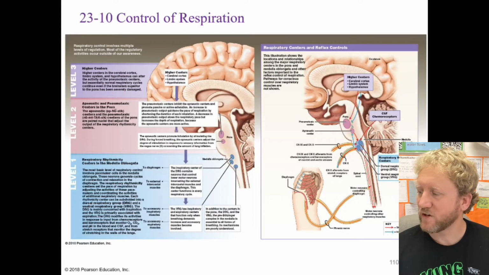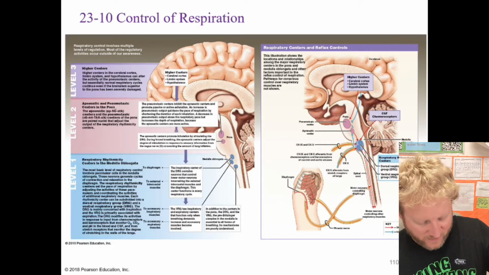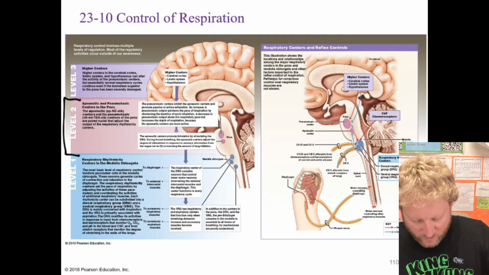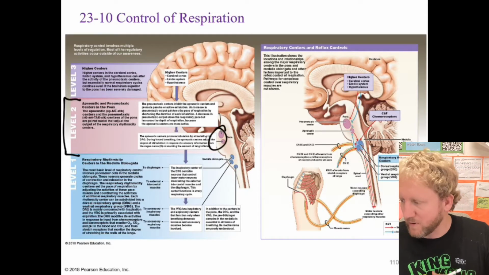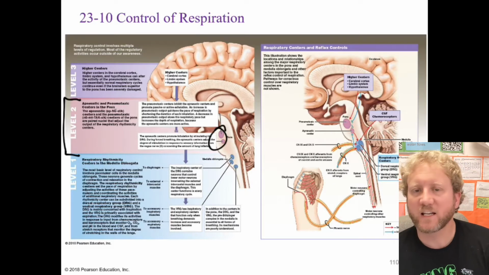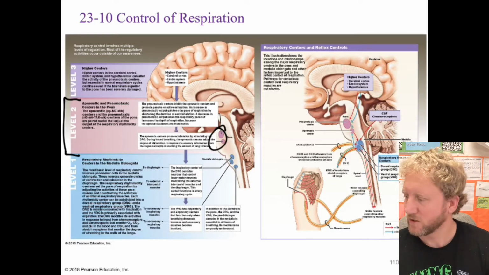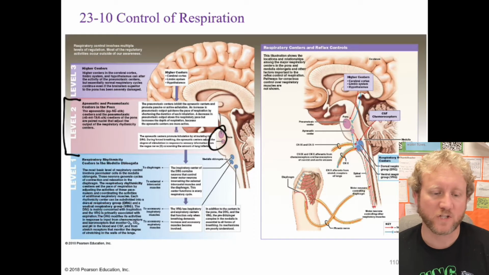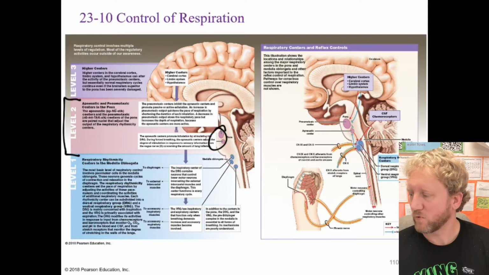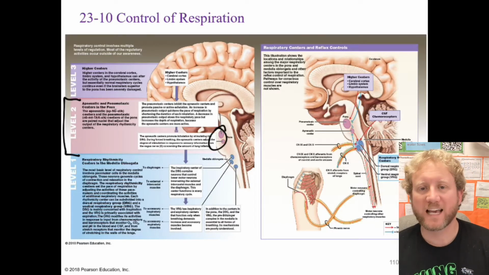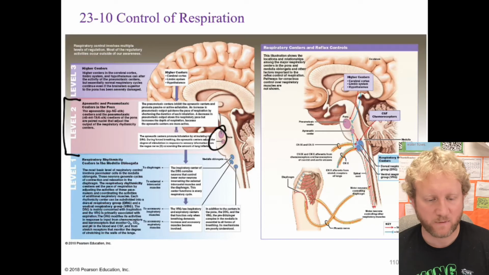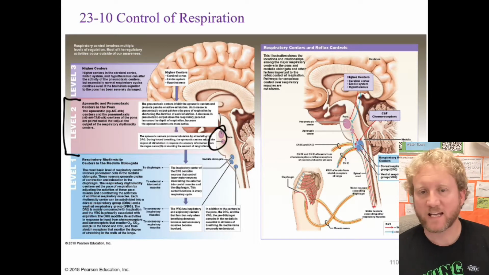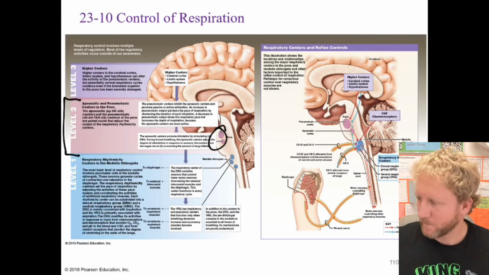The apneustic and the pneumotaxic centers of the pons here at level 2 are paired nuclei. You can see right here. They regulate the depth and the rate of respiration. The apneustic center provides continuous stimulation to its own dorsal respiratory center. The pneumotaxic centers work to inhibit the apneustic centers and promote passive and active exhalation.